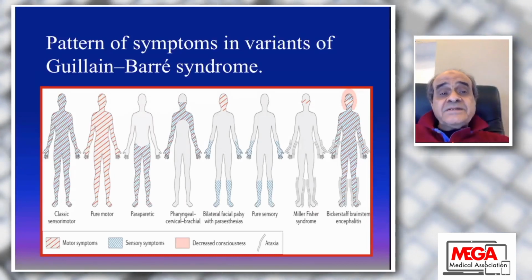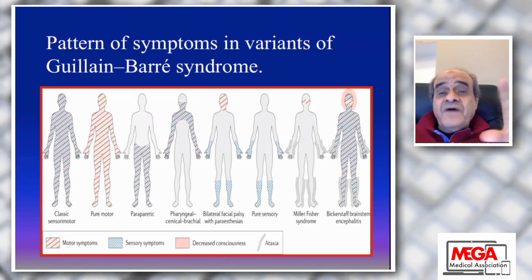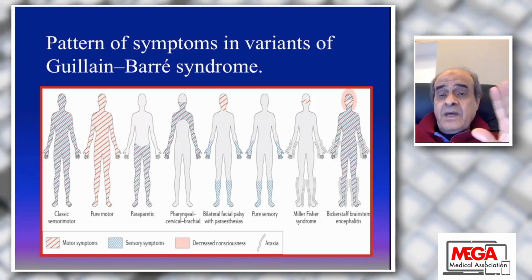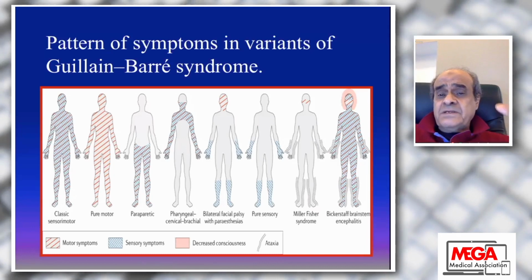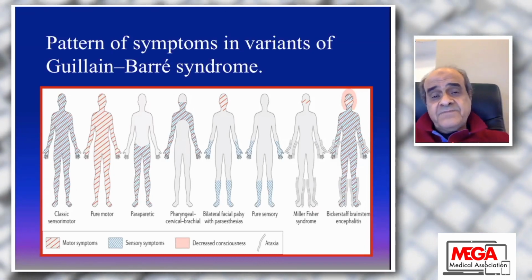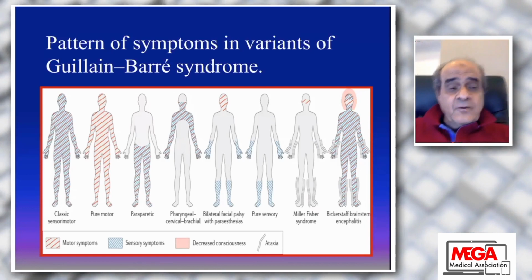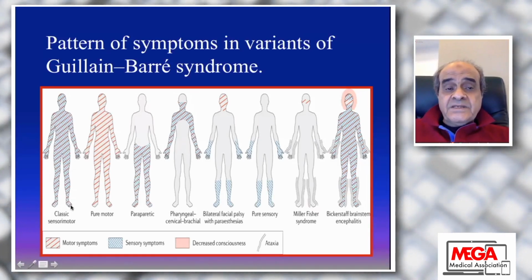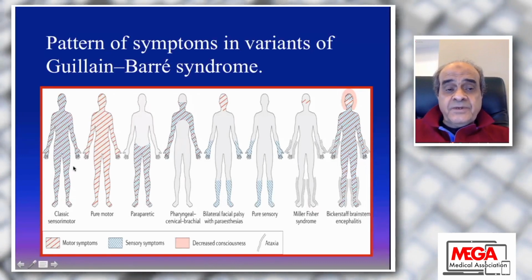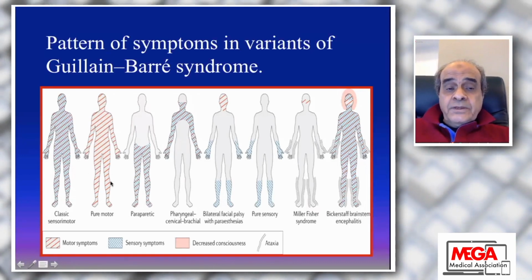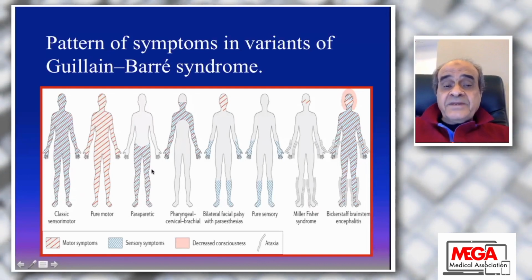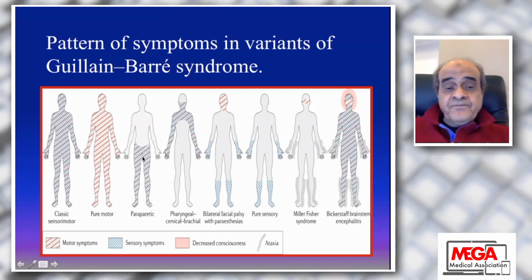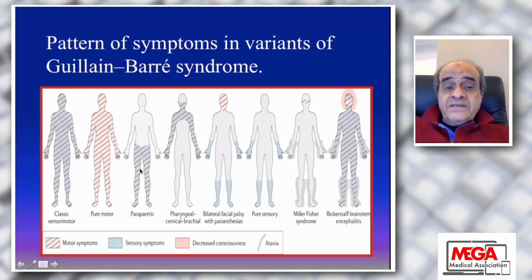As you see here, the pattern of symptoms in variants of Guillain-Barré syndrome, we see many different patterns, about 25 or 30 patterns really. This pattern, I just summarize it. We can see the classic sensory-motor, affecting the motor and the sensory nerves. Maybe pure motor only, and maybe paraparetic, where the patient looks like paraplegic. Sometimes we think it is a spinal injury, causing motor and sensory affections.